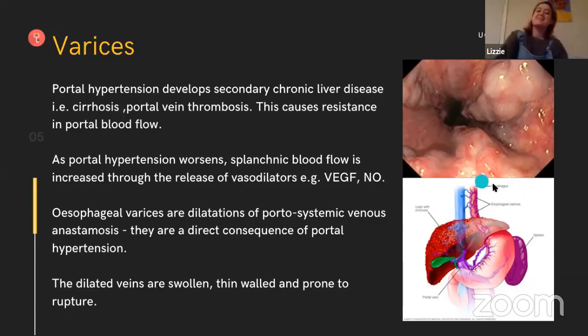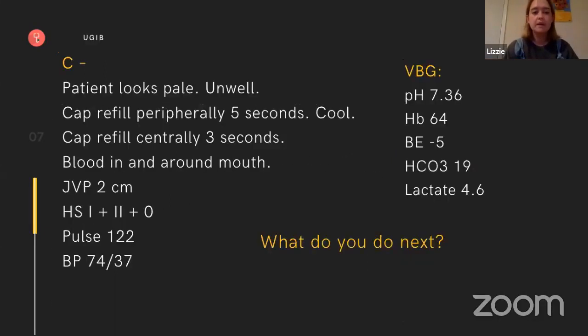Sorry about that. So they're the two main pathologies behind your upper GI bleed, which are important to think about in your management. So let's go back to our patient. Your patient, remember, is looking unwell. You've managed to get some IV access. Bloods are pending. So what's your next step?